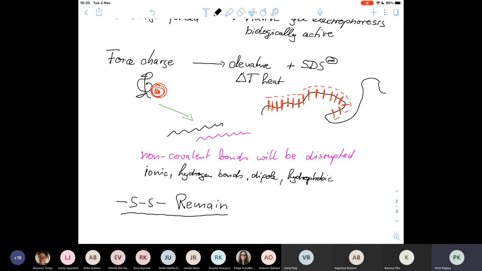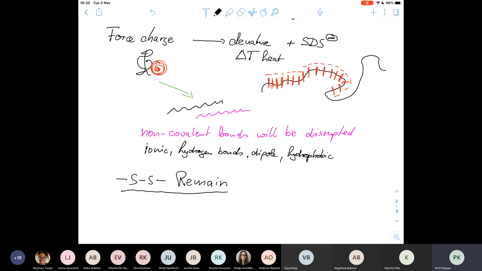Ionic bonds are 10 times weaker than a covalent bond. Covalent bonds are brutally stable. Ionic bonds are far less stable than that.